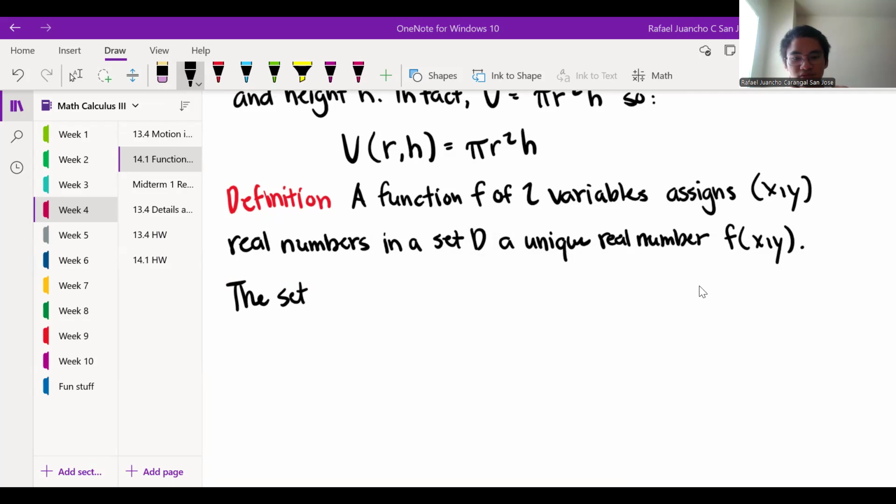What else? Okay, so the set D, oh, that's the reason, is the domain, right, of f. And range is the set of values that f takes on.